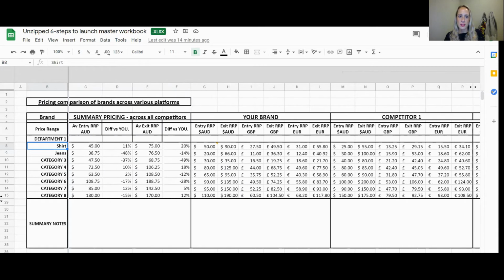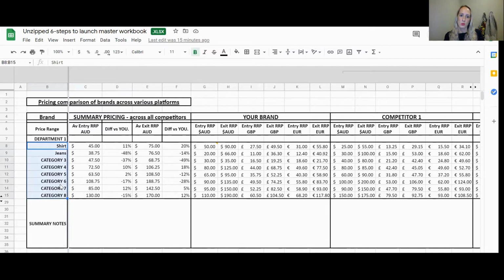How you do this: here you can see departments, which are pretty much categories. Assuming you sell women's wear, we'd be looking at what categories you sell: denim, skirts, jackets, knitwear, etc. You would list them here on this side.